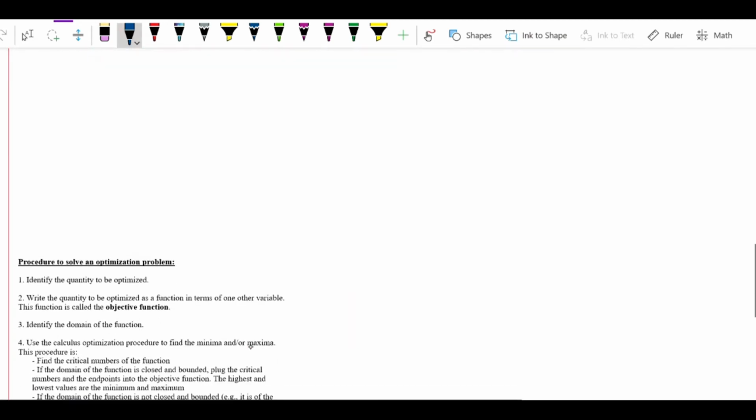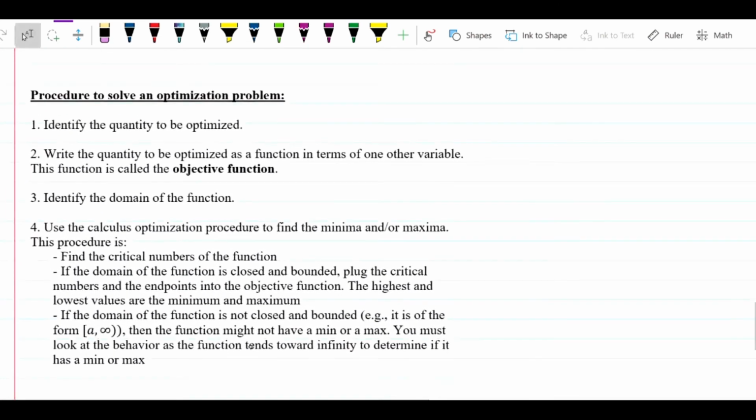So I've put up here the procedure to solve an optimization problem. You can copy this down, screenshot it, whatever you want. Basically, this is just a summary of what I've been talking about. What you want to do is first identify the quantity to be optimized, and that's here. Once you've identified this quantity, you want to write an objective function. You want to specifically write that quantity as a function of some other variable that you can define in the problem.